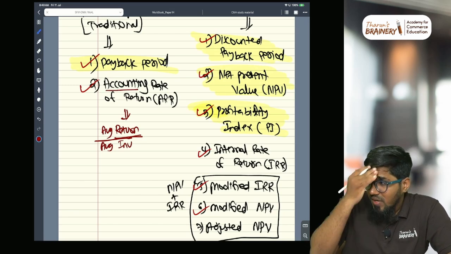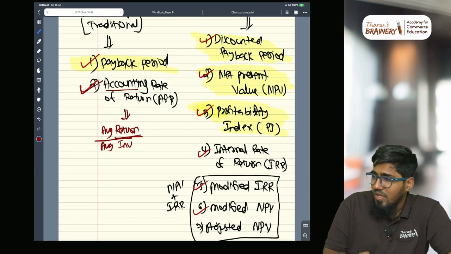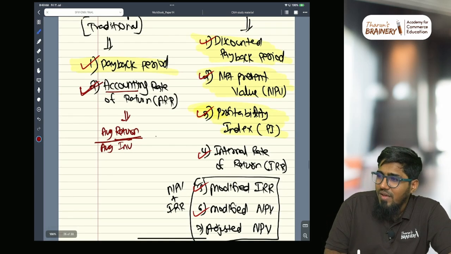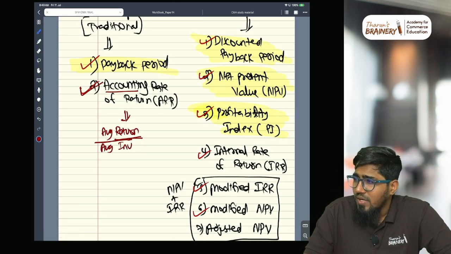Basically, in finance we will not even consider profit. This is the only technique where profit is considered. So accounting profit: average return divided by average investment, nothing great is here. Average accounting rate of return, nothing great is there.